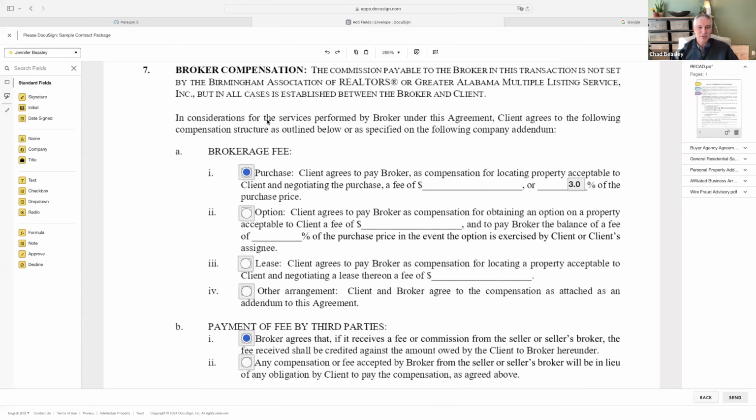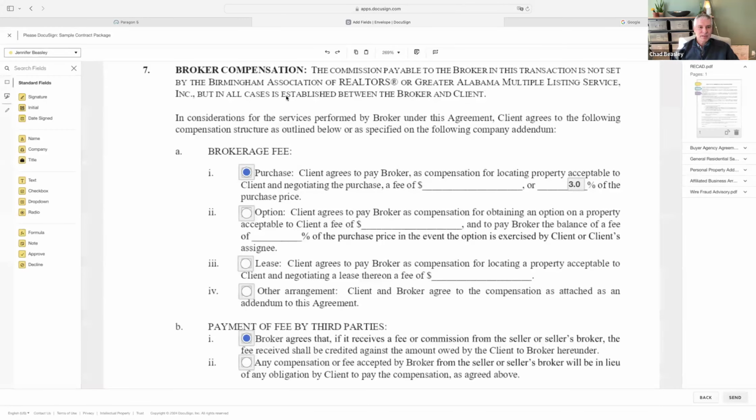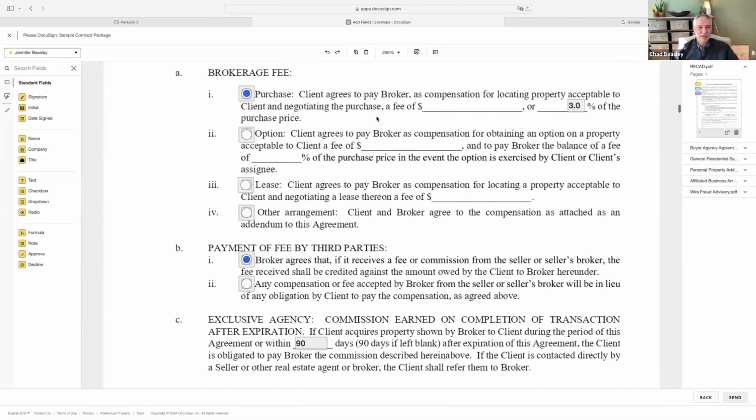In consideration for the services performed by the broker under this agreement, the client agrees to the following compensation structure, but in all cases is established between the broker and the client. Okay, so basically we're choosing our brokerage fees here. Are they purchasing? Is it an option to purchase? Is it a lease? Is it another arrangement? 9 times out of 10, you're doing a purchase.